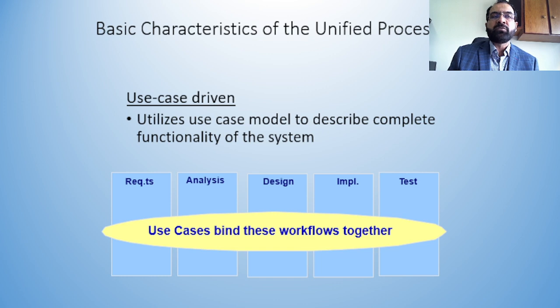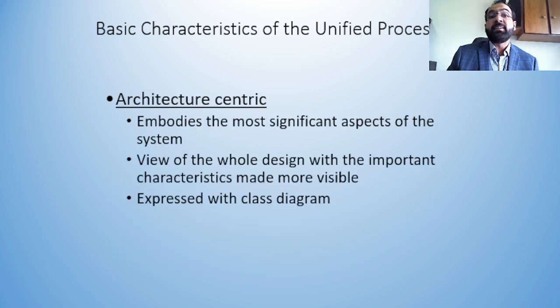Even on the basis of the use cases, you identify the classes. Even on the basis of use cases, you identify test cases. Even on the basis of use cases, you go for the validation test. So it means that it is use case driven. It is also architecture centric, with views of the whole design and the important characteristics made more visible, and obviously the most significant model which we need to express is the class diagram. So architecture centric means we need to know the framework, the architecture, and how various aspects of the system need to be represented.